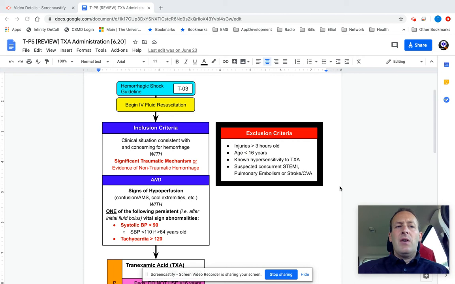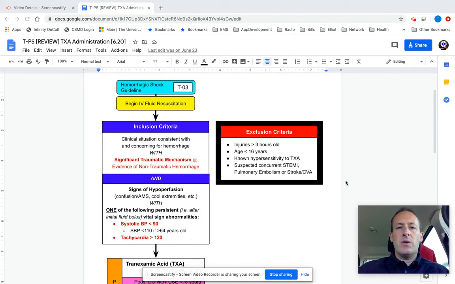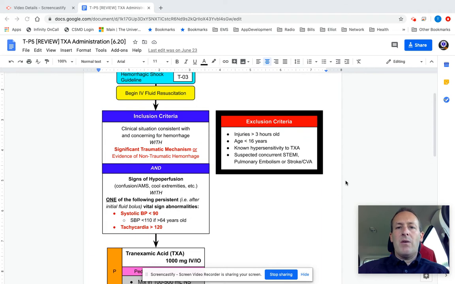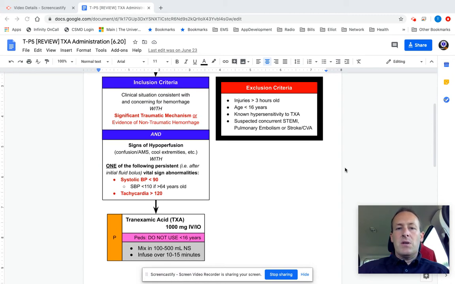Essentially, in these patients that are bleeding, we're going to use TXA to try and decrease the amount of bleeding, and it does a very good job of that. Again, I would encourage you to review the webinar video once we get it posted to go through the hows and whys of TXA. But within that hemorrhagic shock guideline, if the patient is significantly hypotensive, we're going to go ahead and give TXA fairly liberally.